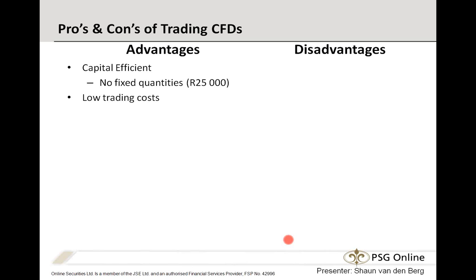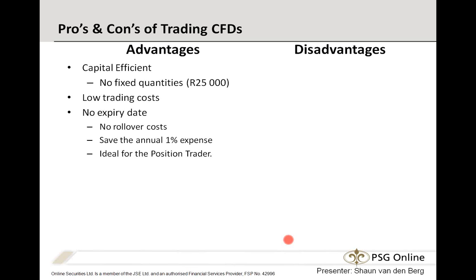Okay. Low trading cost, remember 0.4% plus VAT. This is the big advantage, I believe, and this is great for the position trader. Someone who wants a whole position for longer term. You don't have to worry about any expiry, so there's no rollover costs. So it's cheap in the sense that, remember, 0.25% per rollover. Yeah, you're saving yourself 1% per annum.